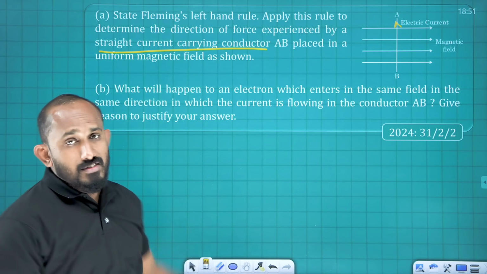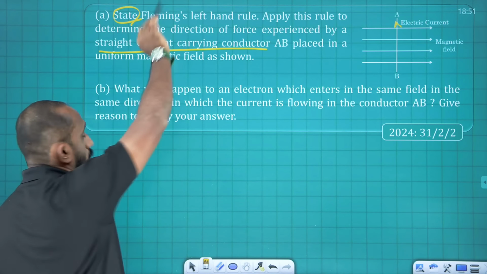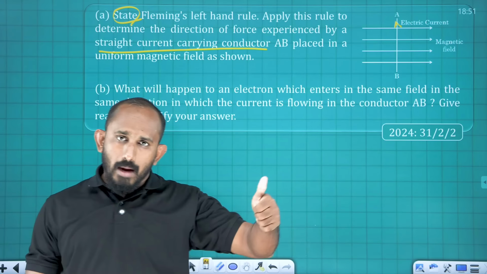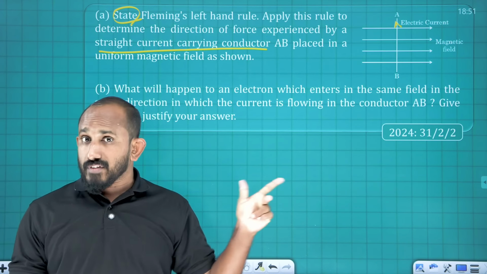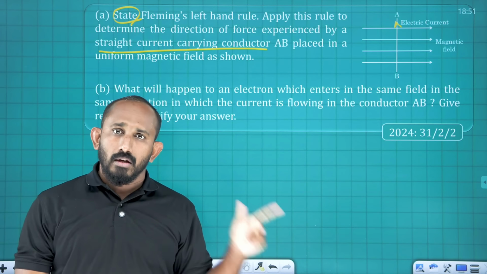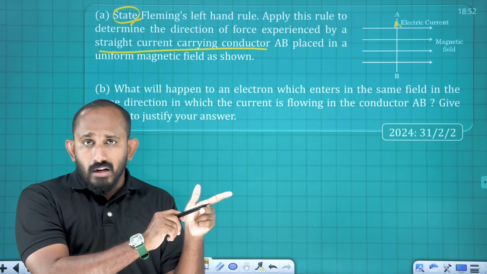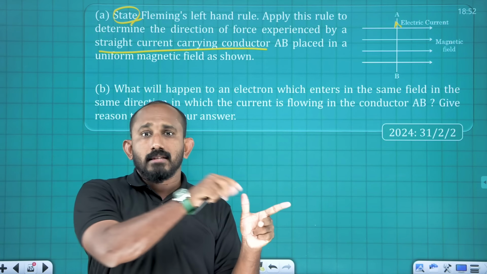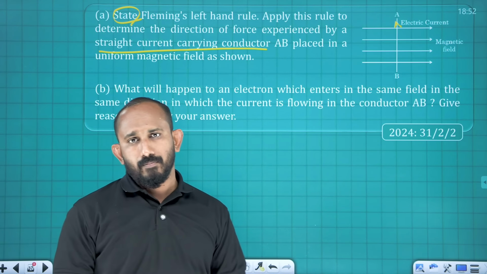So first, the statement of Fleming's left hand rule. The exact statement should be given. Stretch the thumb, index finger, and middle finger of the left hand in mutually perpendicular directions. If the index finger shows the direction of magnetic field and the middle finger shows the direction of current, then the thumb gives the direction of force or the motion of the conductor.